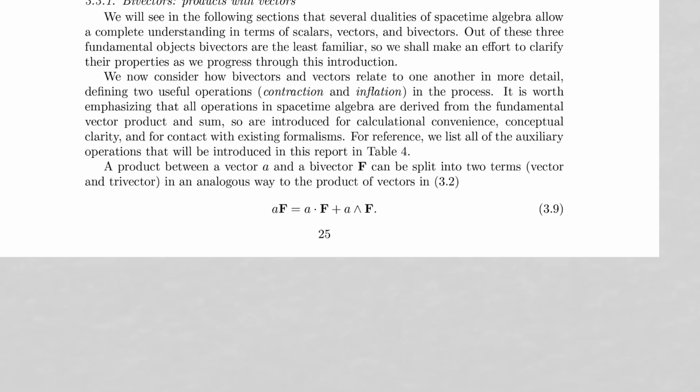But a product between a vector A and a bivector F can be split into two terms, vector and trivector, in an analogous way to the product of vectors. Because this looks like our vector expression, but this is not a dot product. This is not a Minkowski contraction between two vectors, right? Such as it would be if this was AB equals A dot B plus A wedge B. This would be a Minkowski contraction. Here it's not. It's something that is a little more artfully defined, but we've already gone through it. I've already shown you how to do that calculation.